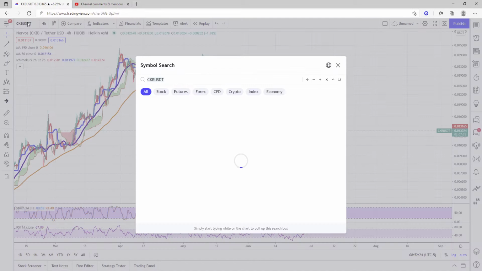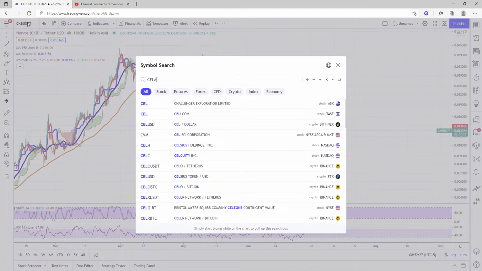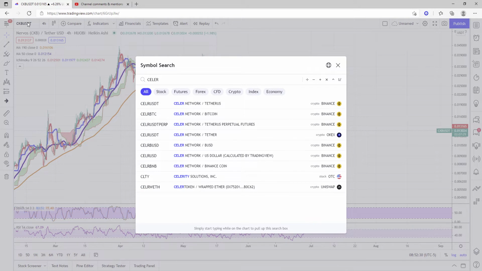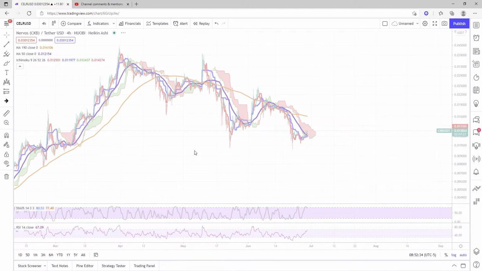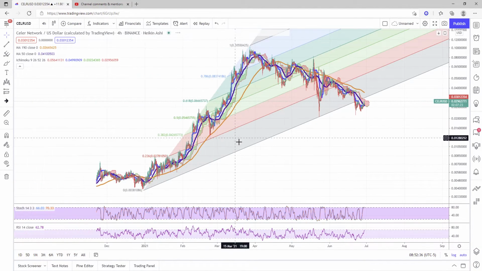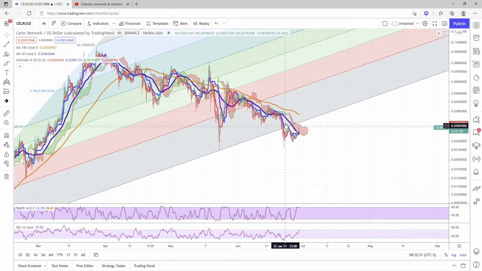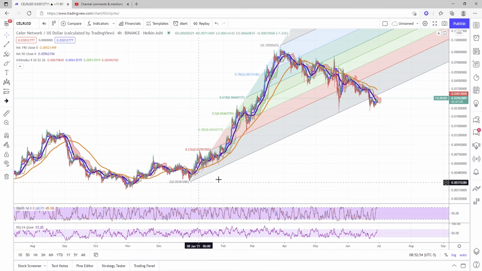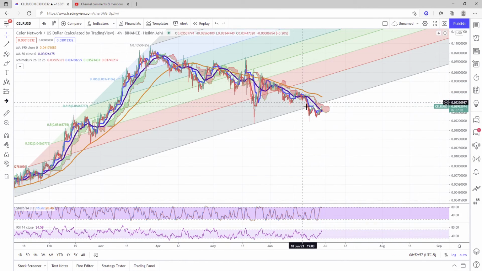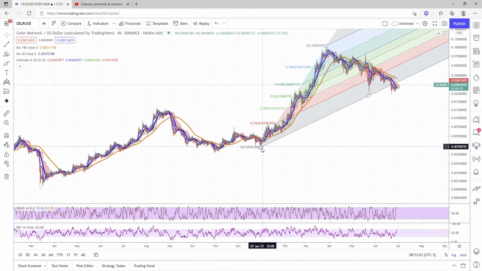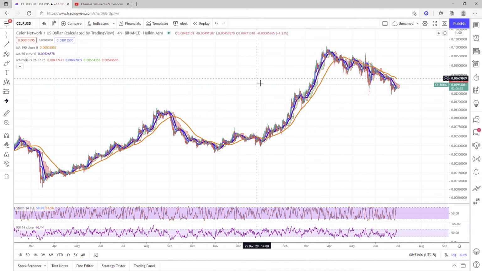So let's pull up Celer Network. It's been a long time. Okay, here we go. It's been a while since I've looked at Celer. I think the last time I was looking at Celer was probably back in May. But you can see the previous homework I was doing on Celer, and it really needed to hold this Fibonacci channel, and it does indeed appear that it has broken this channel, so this might be headed downwards. But I'm no expert there on Celer Network.